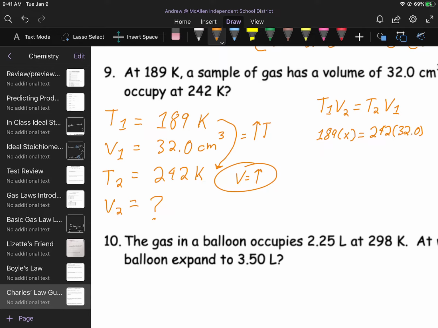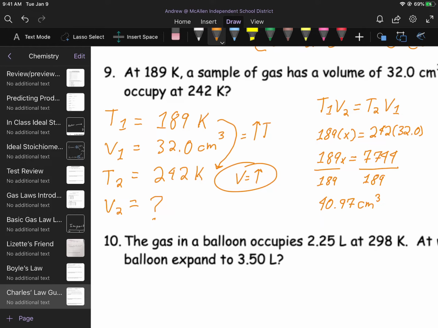Now again, you guys can't see it, but let's pull out my calculator. So we do 242 times 32.0 gives us 7,744. But we want to know what the volume is all on its own, so we divide by 189. And that gives me 40.97, and it's volume, so our unit is centimeters cubed.